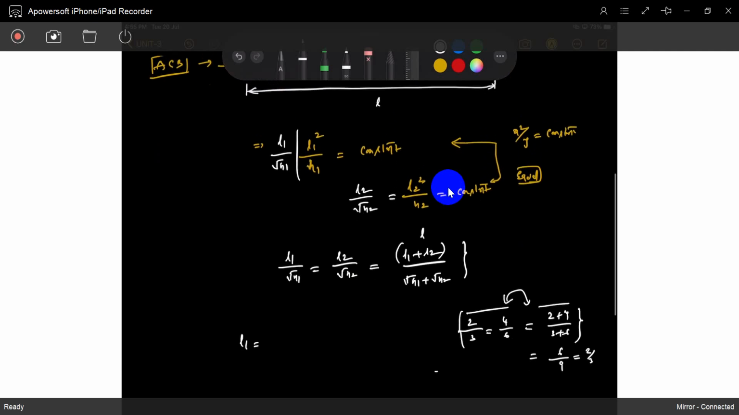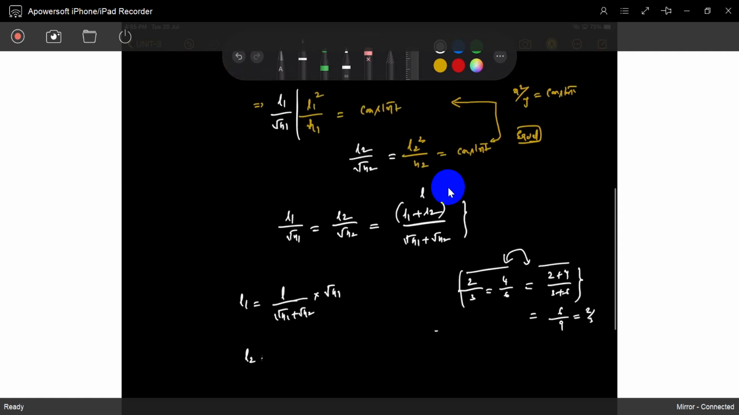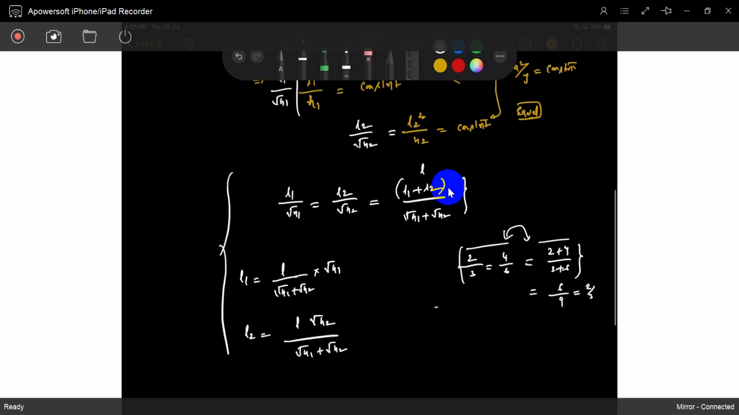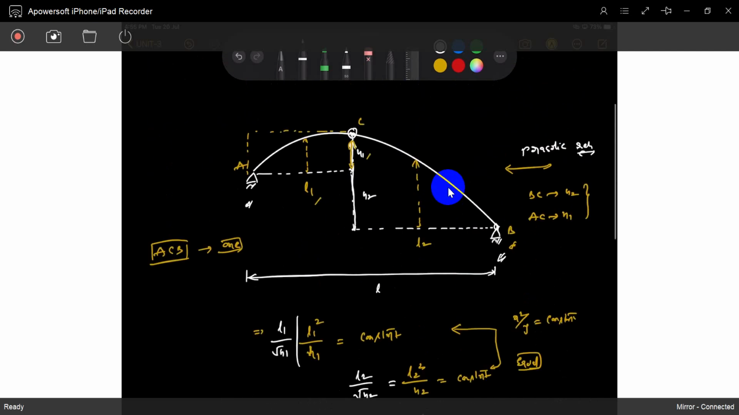So then L1 is equal to L divided by root H1 plus root H2, multiplied with root H1. Same, you can write L2 is L root H2 divided by root H1 plus root H2. If you segregate like this and find out L1 and L2, later you can easily solve any problem. Is there any problem? No problem. Now we will solve one problem.